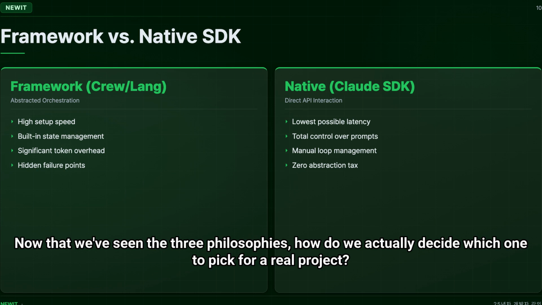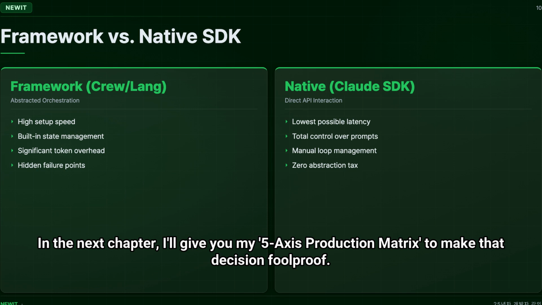Now that we've seen the 3 philosophies, how do we actually decide which one to pick for a real project? In the next chapter, I'll give you my 5-axis production matrix to make that decision foolproof.